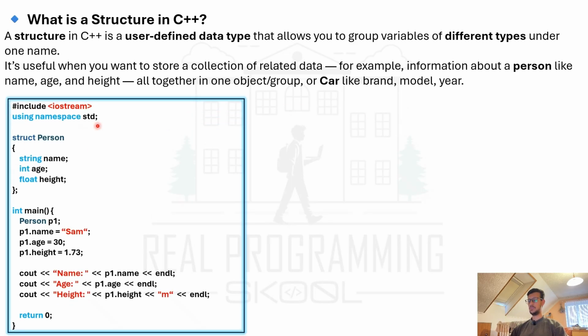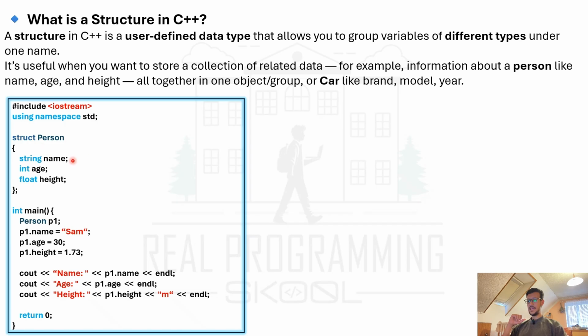Here we have #include <iostream> and using namespace std. Here we use the struct keyword like I just explained, and we give our data type the name person. This person is the data type name that we created. And we open a curly bracket, and inside it, under this data type person that we created, we put the information.